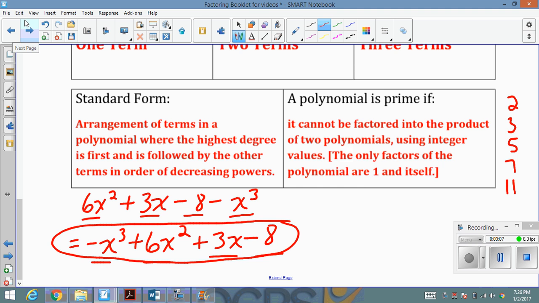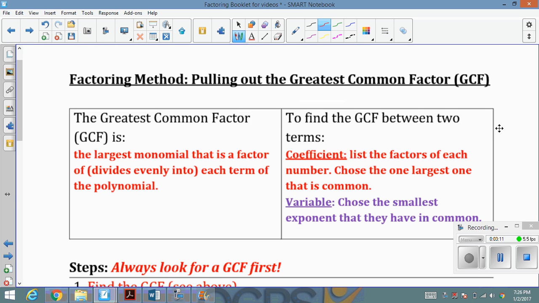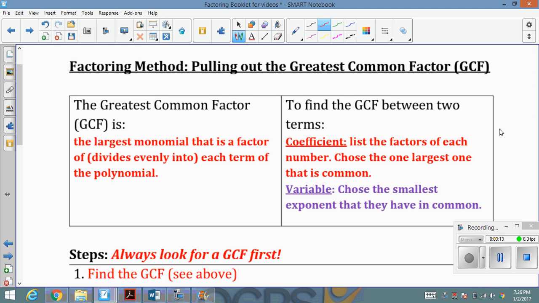Okay, let's take a look at our first method for factoring, which is the greatest common factor. We have already taken some notes on this, but we're going to make it formal in our booklet here. First, defining the greatest common factor. It is the largest monomial, 1 term, that is a factor of each term of the polynomial. So remember, that means it divides evenly into. So when you divide, you get no remainder.